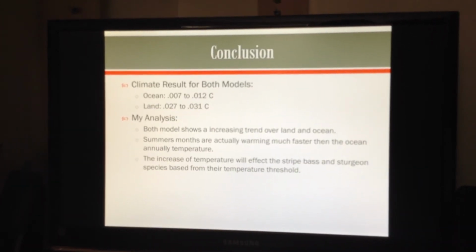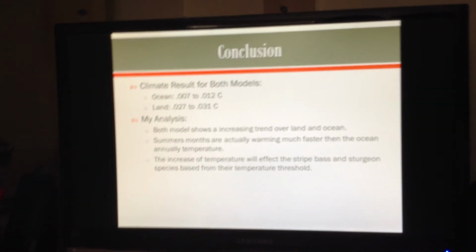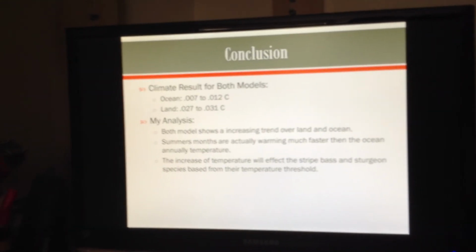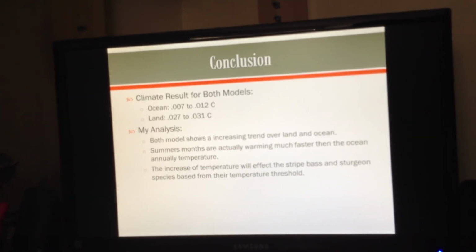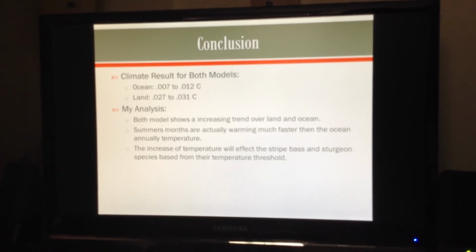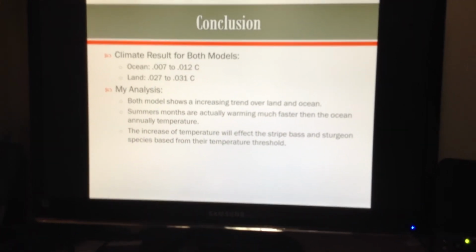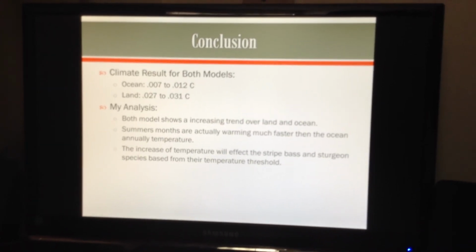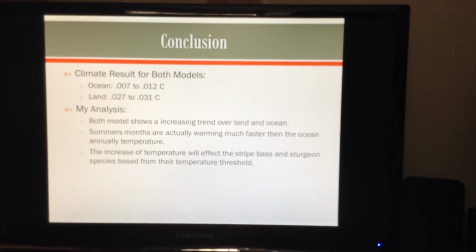In conclusion, what I found was that the ocean is increasing by 0.007 to 0.12 Celsius, and land temperatures are increasing by 0.027 to 0.031 Celsius. In my analysis, all the models show that the land and oceans are increasing in temperature. What struck me was that summer months are warming much faster than the ocean's annual temperature, and due to the increase in temperature, we will see how fish species are affected by these temperature thresholds.